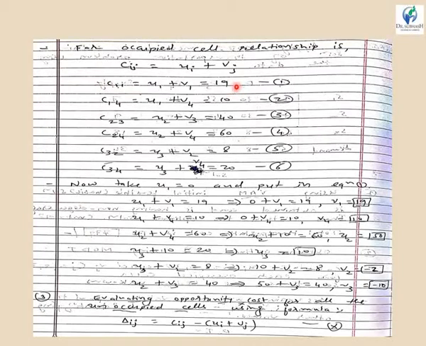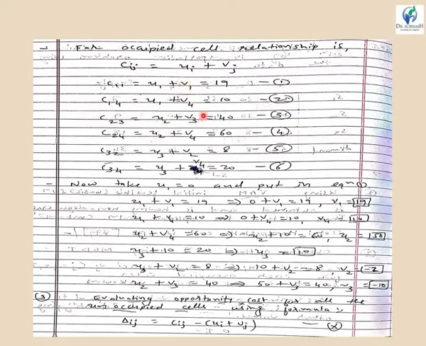C11 is equal to U1 plus V1 is equal to 19. C14 is equal to U1 plus V4 is equal to 10. C23 is equal to U2 plus V3 is equal to 40. C24 is equal to U2 plus V4; C24's value you can see from the main table, that is equal to 60. Similarly, C32 is equal to U3 plus V2 is equal to 8, and C34 is equal to U3 plus V4 is equal to 20. This Cij is the unit cost of transportation from source to destination. We have written all this. These are all unknown variables for us, and we are calculating them for occupied cells.